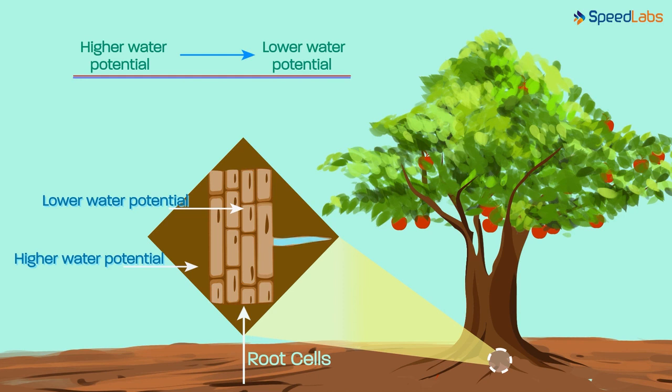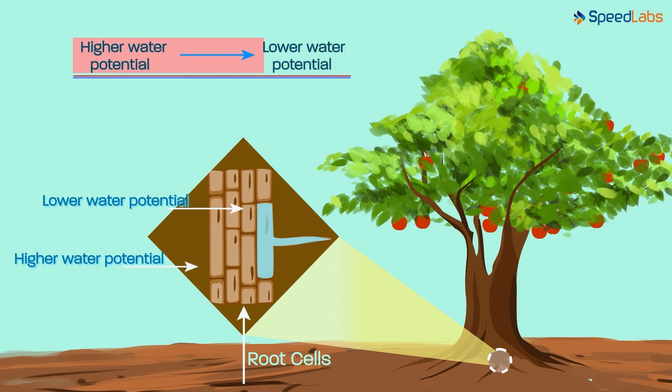Now the first mission has got accomplished. Root cells could make water enter inside them. But now, the next task is carrying the water up to the maximum height of the plant. And this has to work against the gravity. So how will this be possible? Well, the same principle of water potential is applicable here. Let's recall what we just said. We said that water moves from higher water potential to lower water potential.